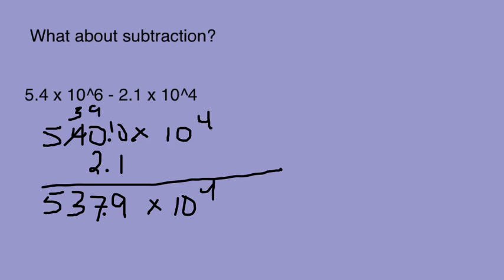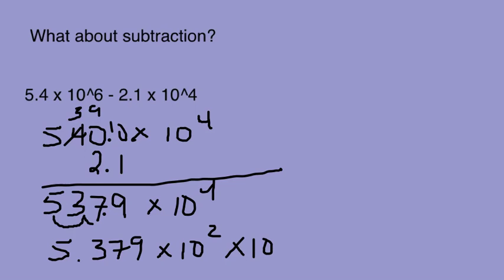Looking at that, is that written in scientific notation? No, I need to change this back. So I'm going to move it 2 places to the left. So I get 5.379 times 10 to the 2nd times 10 to the 4th. And when I simplify that, I get 5.379 times 10 to the 6th.